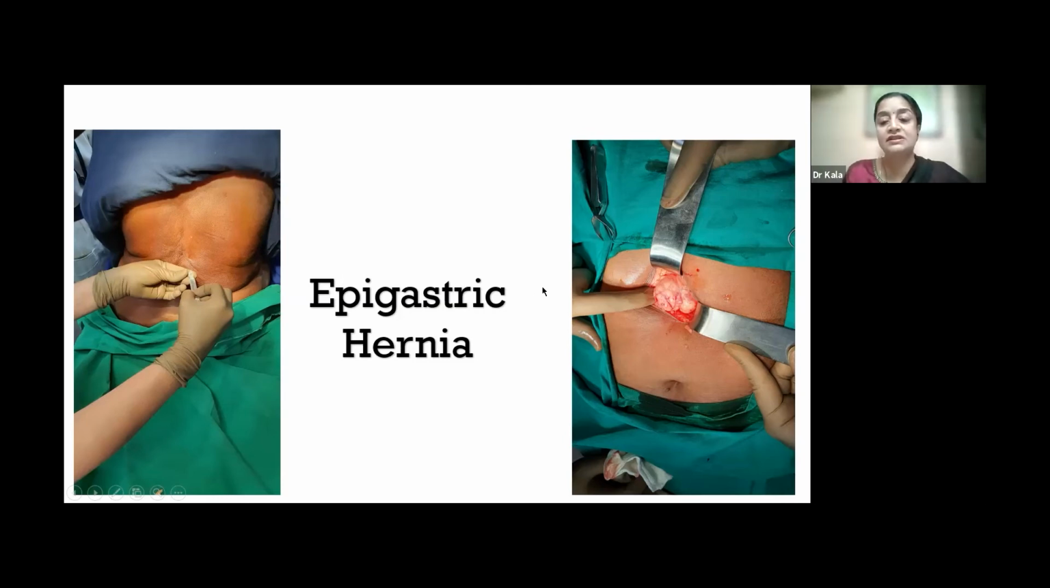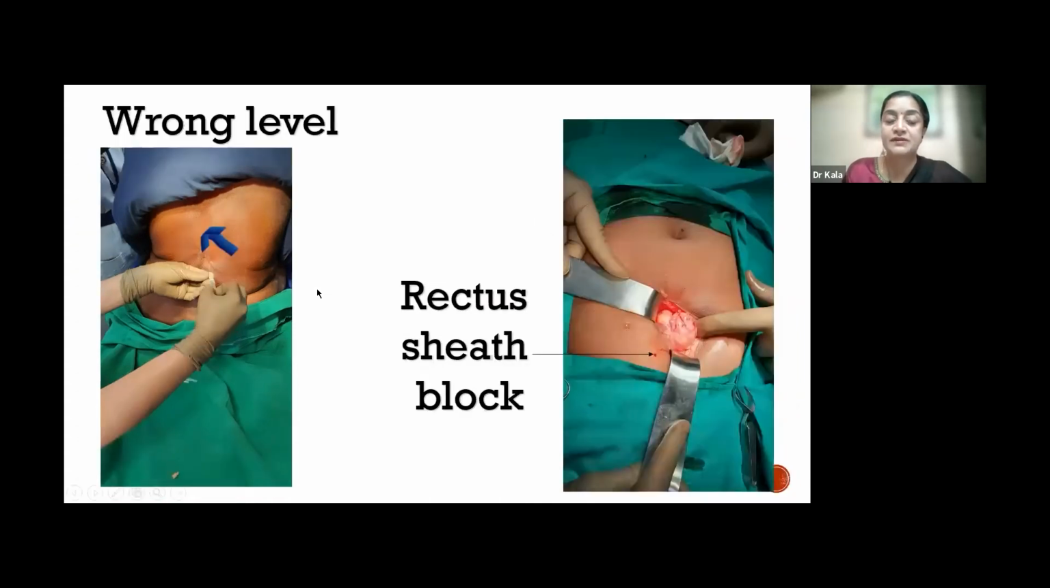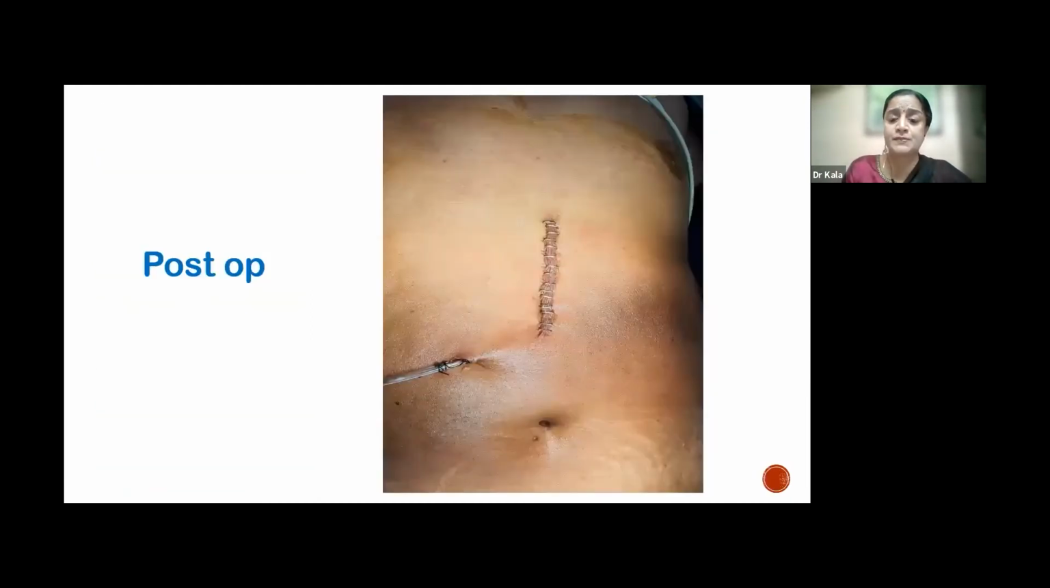T8, T9 level. We started with the epigastric hernia, but in between the patient complained of pain because of the spinal curvature; I judged the level as wrong. I should have gone here for T7. So my dermatome selection here was wrong. The correlation between the spinal injection and the dermatomes, which was required, was wrong, so I had to supplement it with a segmental block. Here my message is you have to select the injection level properly according to the dermatomes which the surgery is involving. This was a post-operative picture.